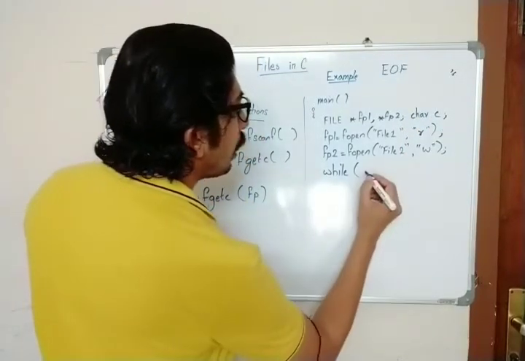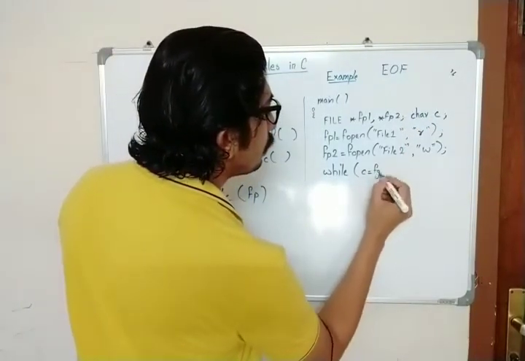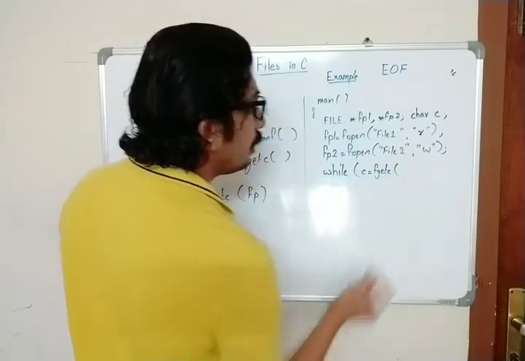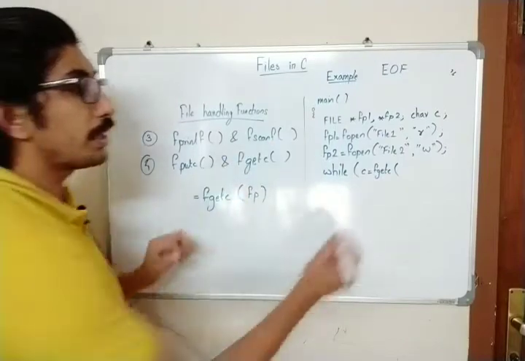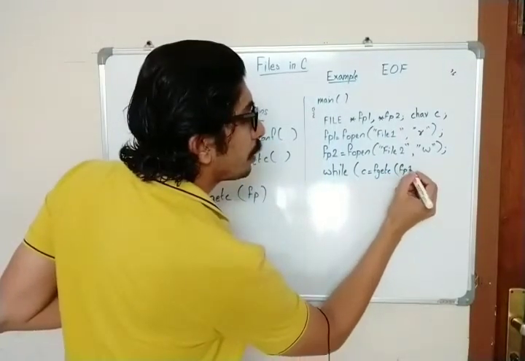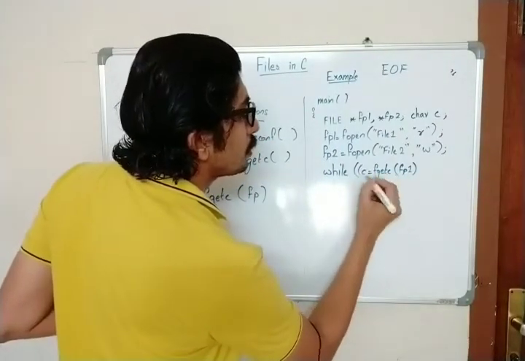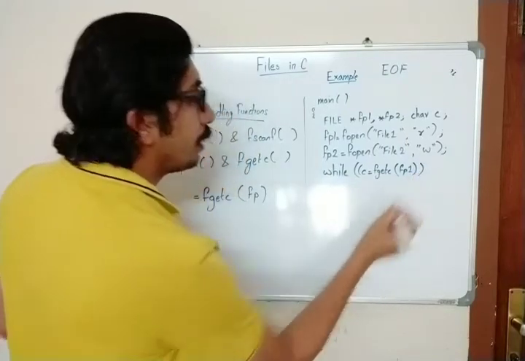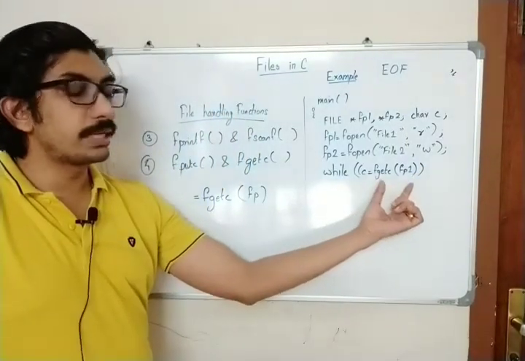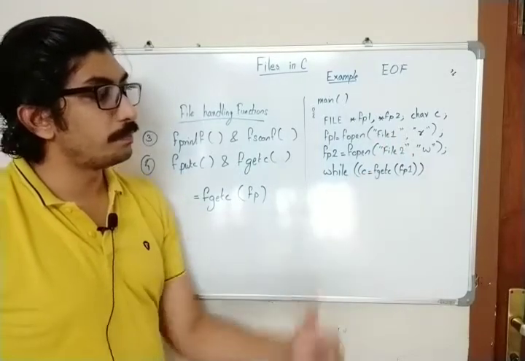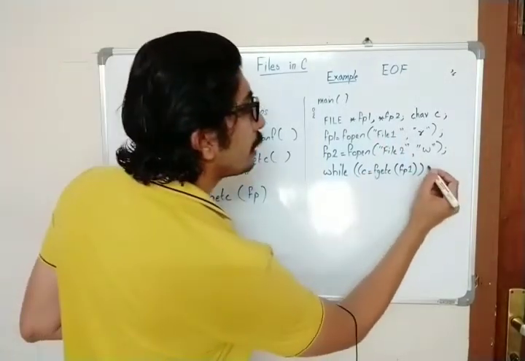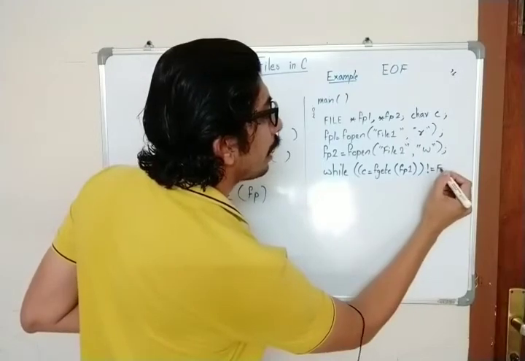While c is equal to fgetc, from where are you reading? You are reading from file 1, which is pointed by fp1. So once you say that, c has the character read from file 1. Now we are checking whether it is not equal to end of file.